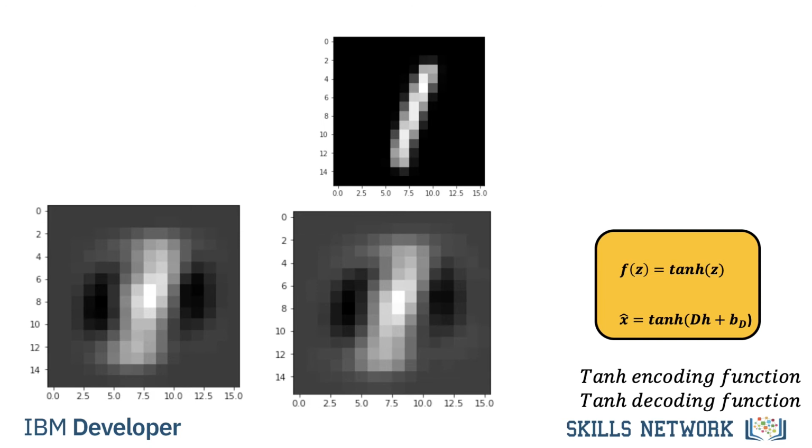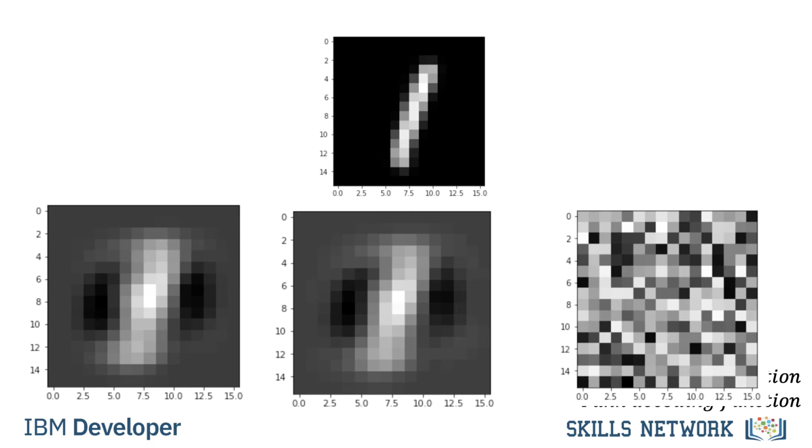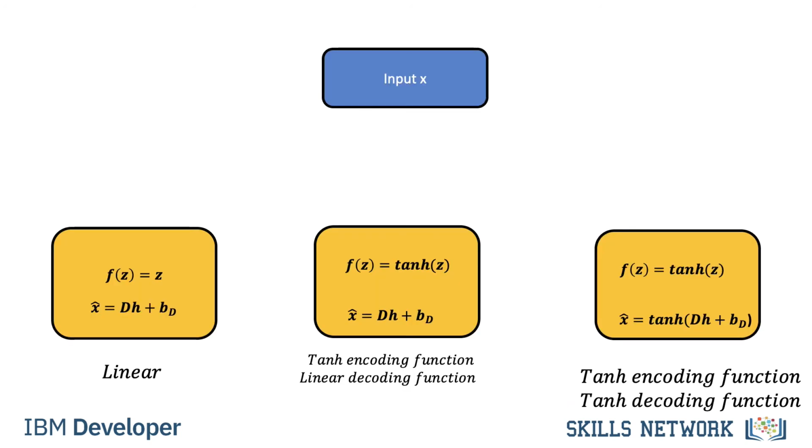Finally, we have the autoencoder with the encoding and decoding tanh function. As the output is in between -1 and 1, it does not do a good job of reconstruction. This decoding function is usually used with different loss functions. Generally, nonlinear autoencoders produce more robust features.